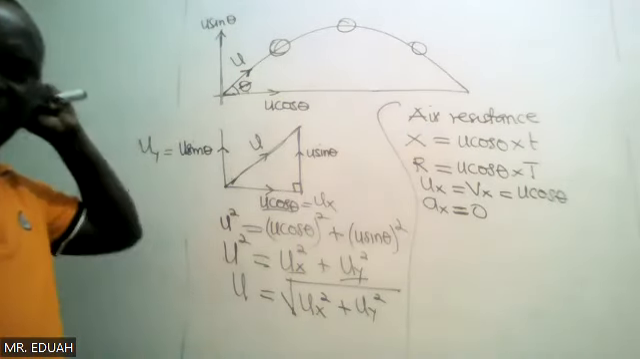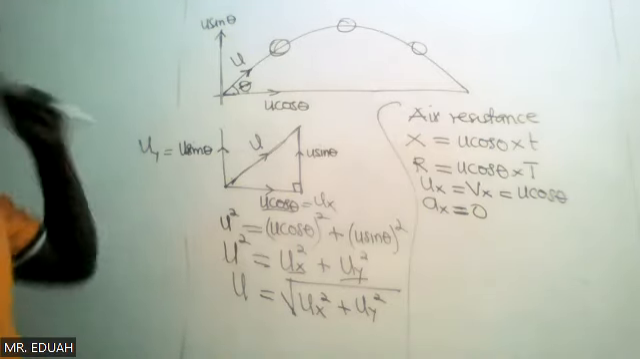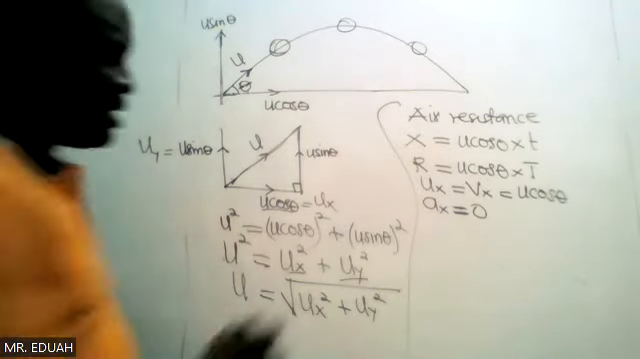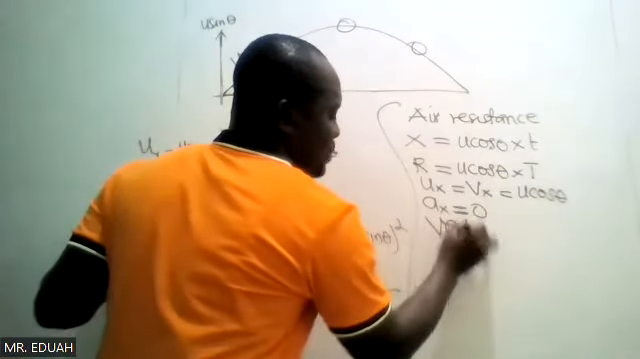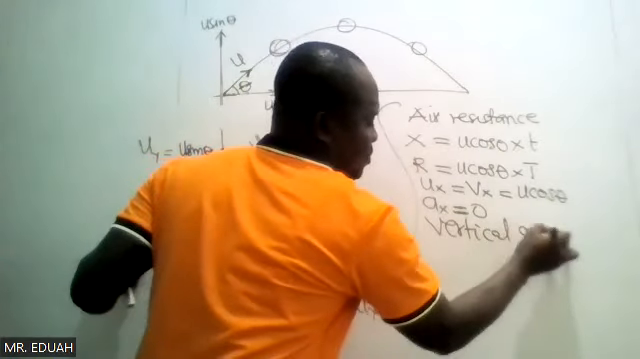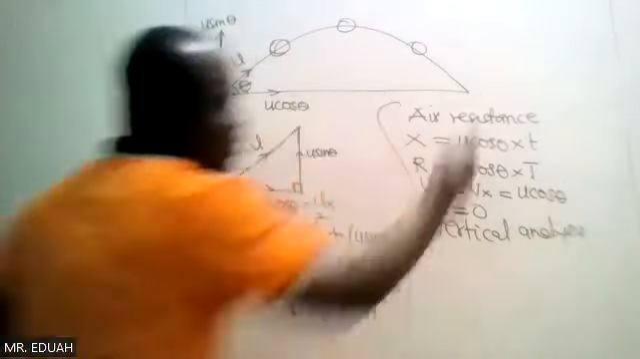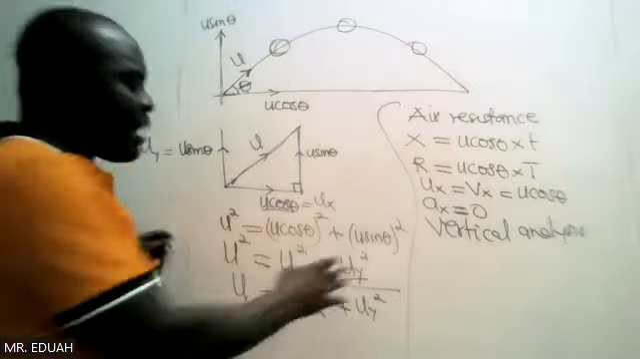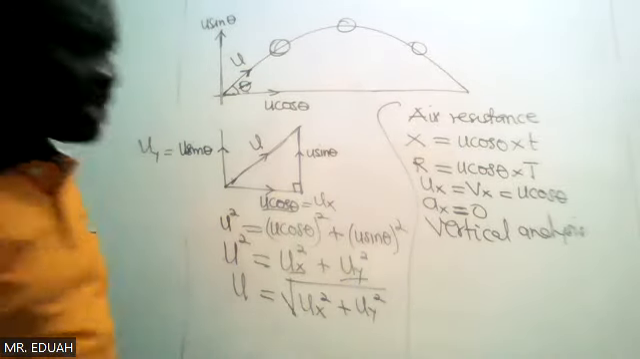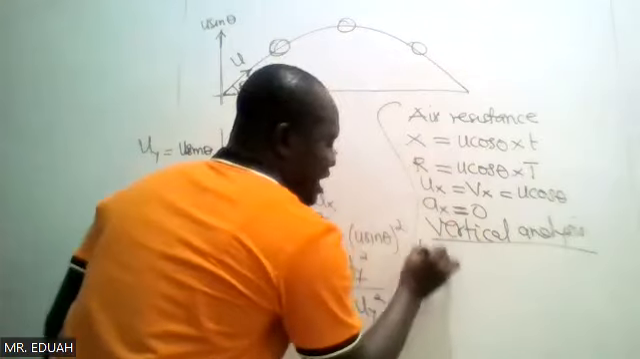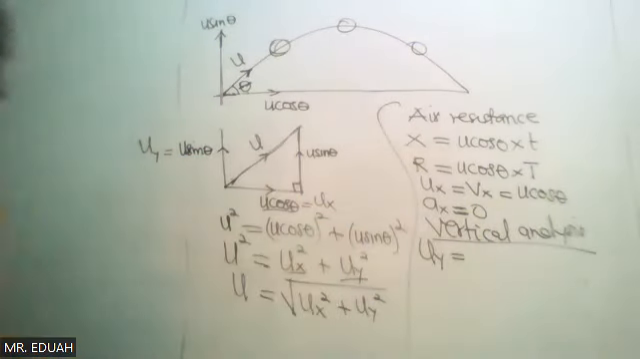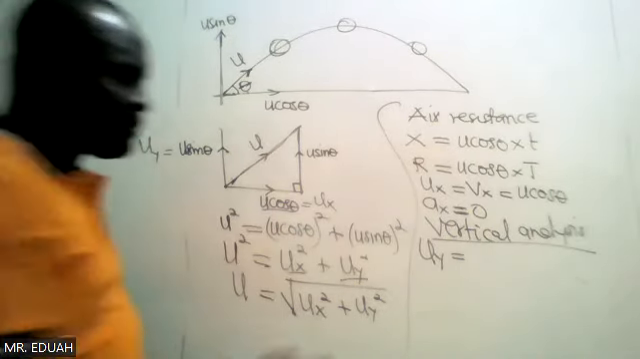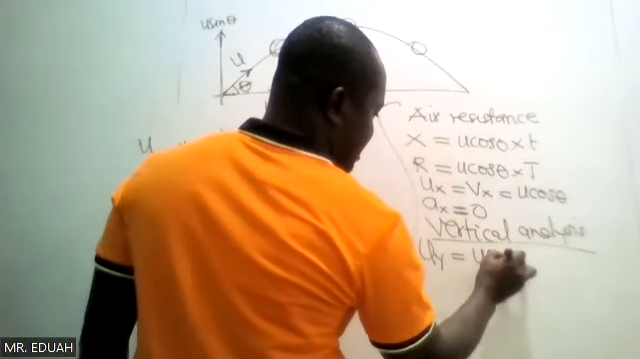You then look at the vertical analysis because of change in position both horizontally and vertically. So vertically, what happens? This is what will help you to master projectile motion. You understand whatever happens vertically, horizontally. Vertically, initial vertical velocity uy. This is it. Initial vertical velocity is u sin theta.